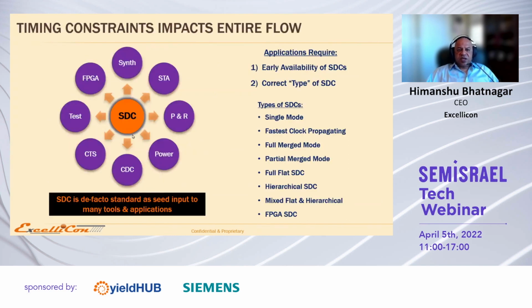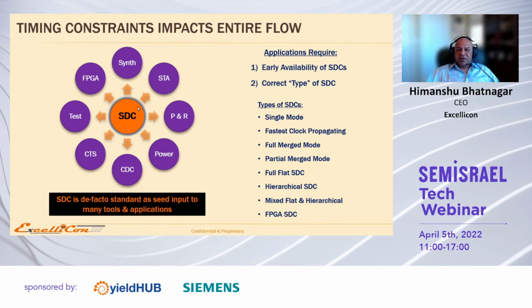Okay, so on the constraint side, I just want to quickly go over this slide. The constraints are today the major component driving all the downstream tools here. So you have FPGA, synthesis, static timing, place and route, power, CDC, and everything. All these static tools require SDCs as a seed input. So getting early SDC as soon as possible is very, very important.